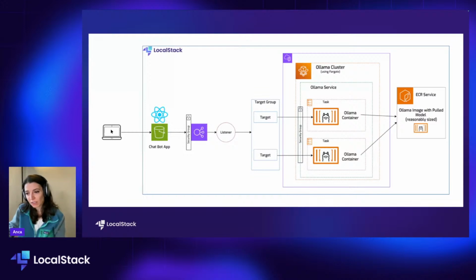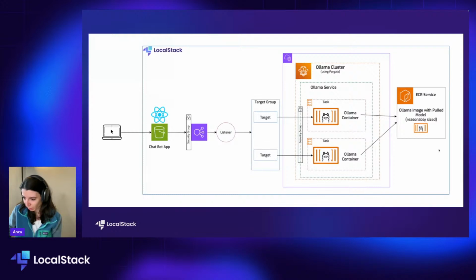So we have an ECS cluster with multiple tasks that will be our Ollama containers. This is for high availability. We have an application load balancer. This will handle the HTTP requests from the client. Our users will interact with a React front-end application that will be served out of an S3 bucket. So everything runs in LocalStack.